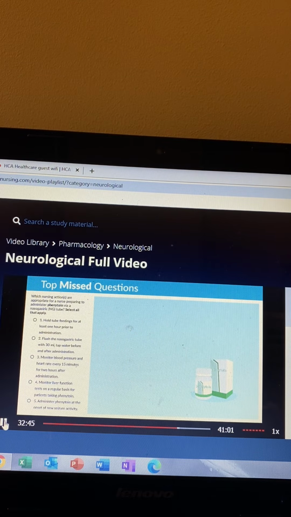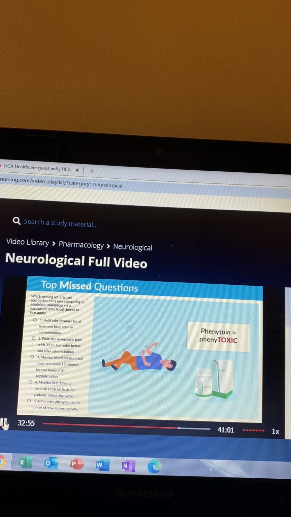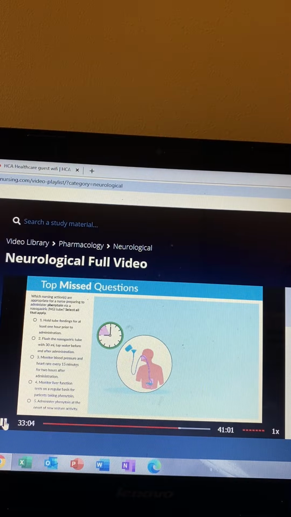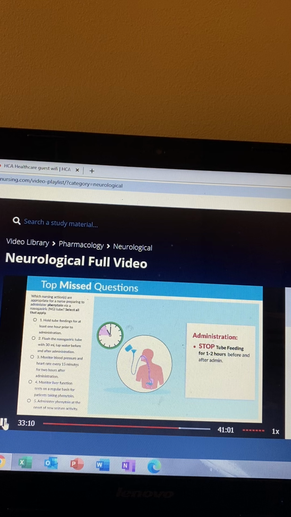So before looking at the options, we're just thinking of a few things we know about the drug. So we know phenytoin is phenytoxic since it lasts a long time to prevent seizures. And the NG tube, we have to flush with water before and after we give really any drug. And specifically for this drug, you have to stop feeding tube at least 1 to 2 hours before and after giving the medication. So now for the options.